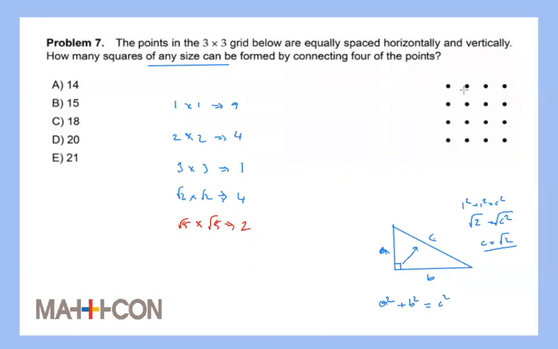The legs will be 1, 2, 3. So this is the largest we can have. So 9, 10, 14, 18, 20. So it looks like the answer is this guy. It took a bit longer than it had to, but I hope that was clear. If you need some practice with the Pythagorean theorem, it's good to do so as well. Okay. So that was number 7.